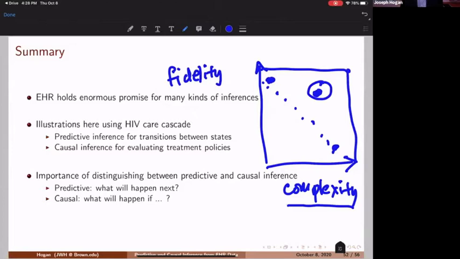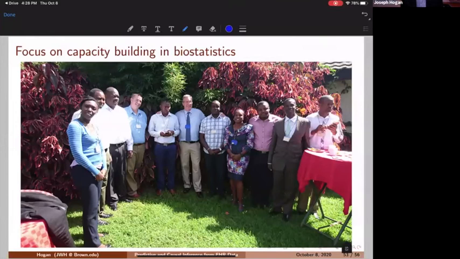So I guess I would just like to close by saying, this work that I've been doing is motivated by the HIV epidemic in Kenya. And I think I mentioned that I've been collaborating with people there since 2007. So not only am I interested in the research questions like I've talked about here, but we also have been doing capacity building for a long time.